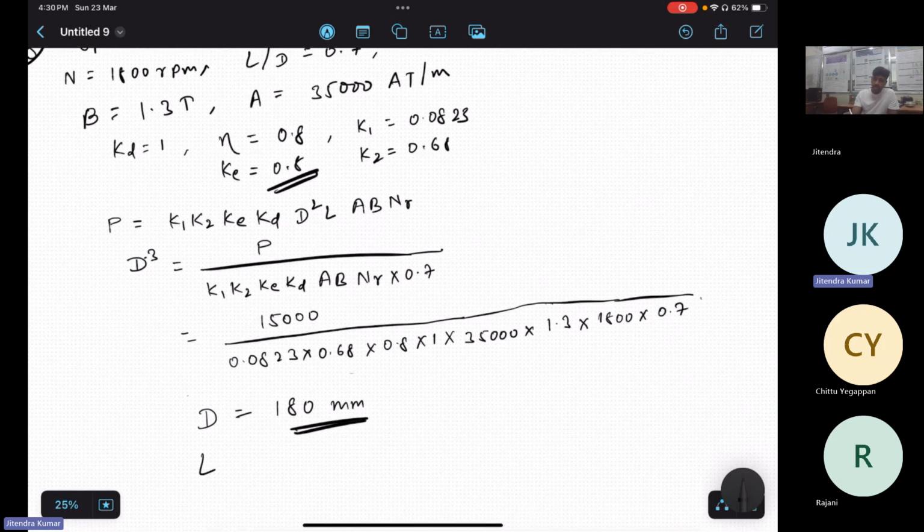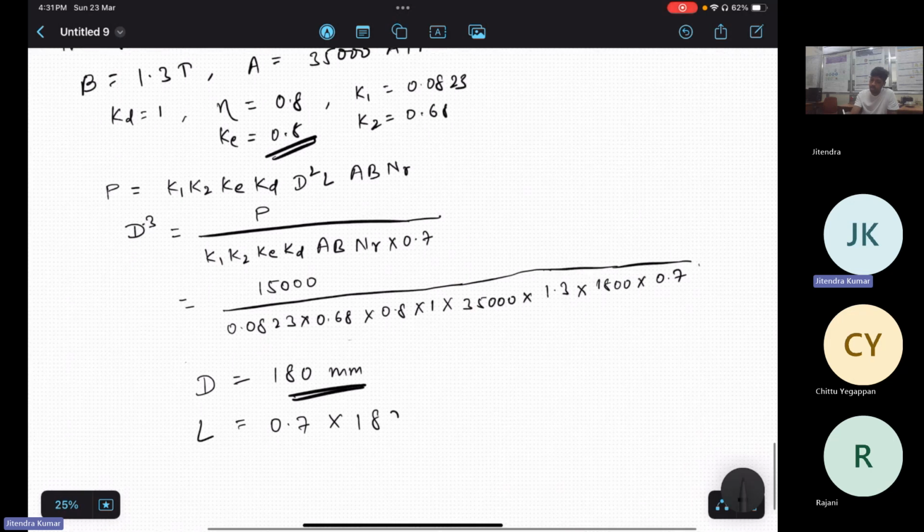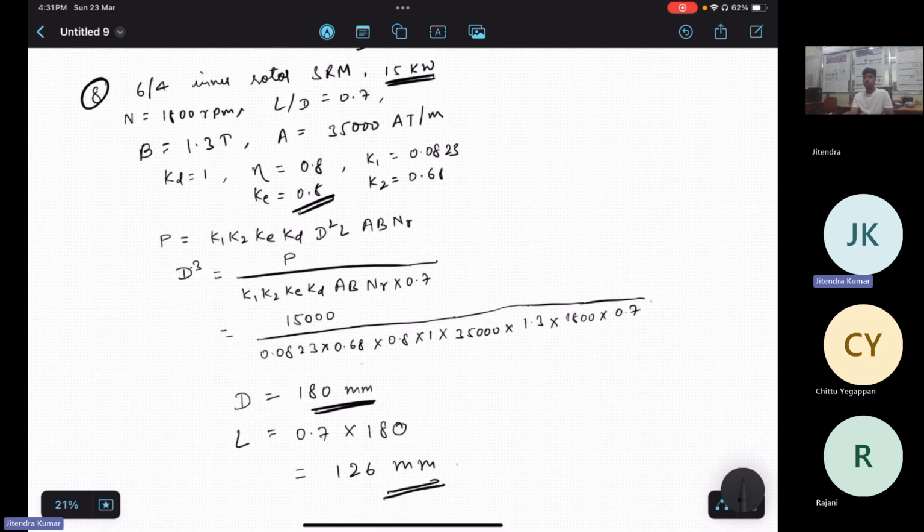Yeah. Now L is 180 seems to be correct. But again, please check on your own. So L is equal to 70% of D. So it will be 126. Yeah. So this much only you need to calculate for all your assignments.